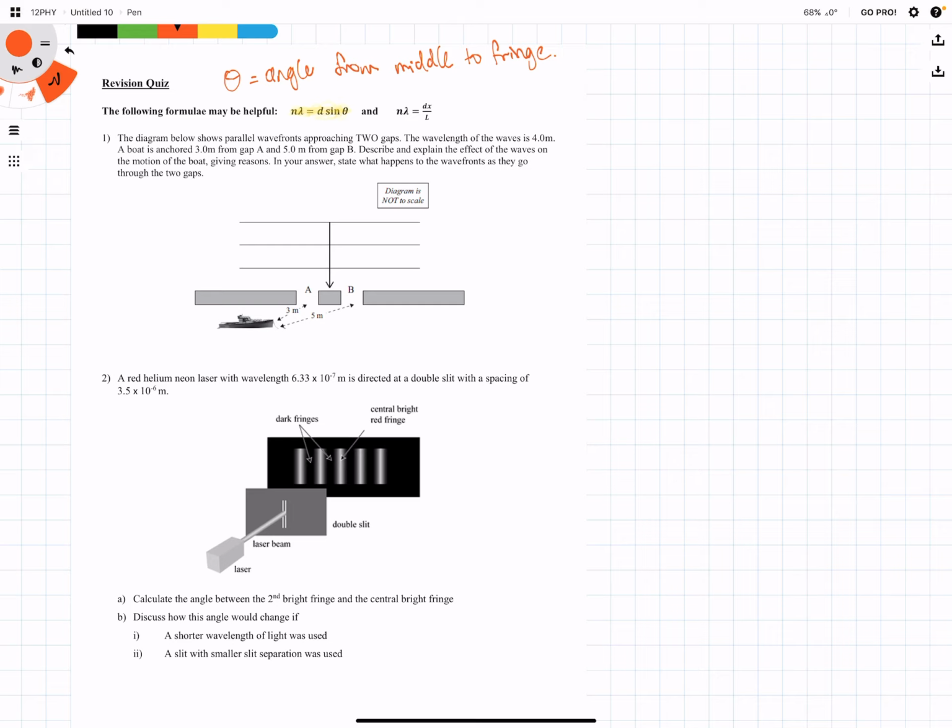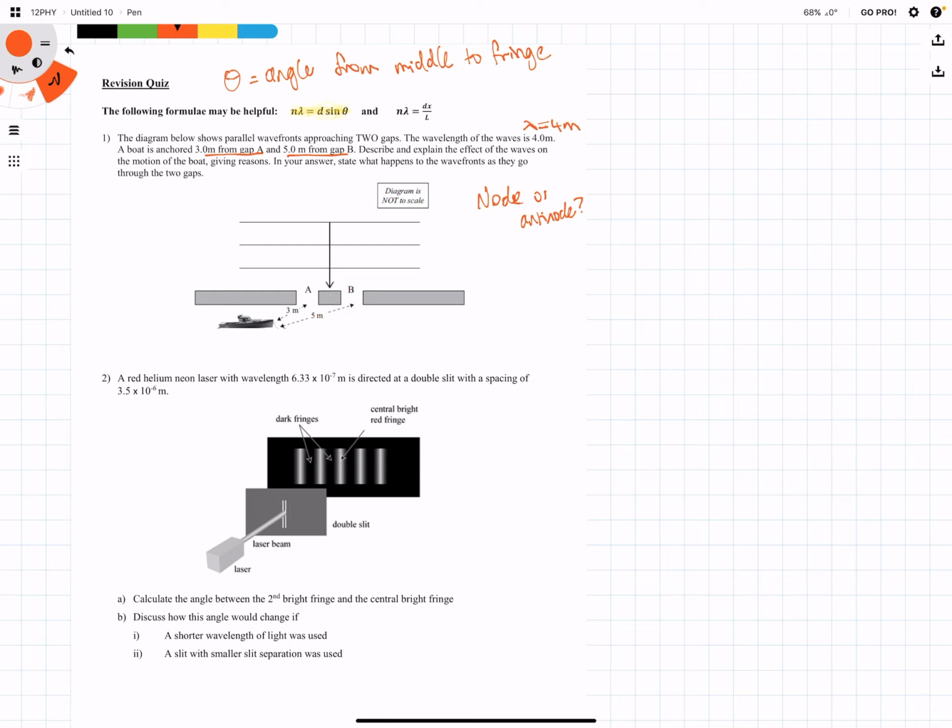Our first question here, they tell us that we've got a wave approaching two gaps. We know the wavelength here, lambda equals 4 meters. That's important. The boat is anchored 3 meters from A and 5 meters from B. Describe and explain the effect of the waves on the motion of the boat, giving the reason. So we really want to know node or antinode. Is the boat in a node or an antinode?